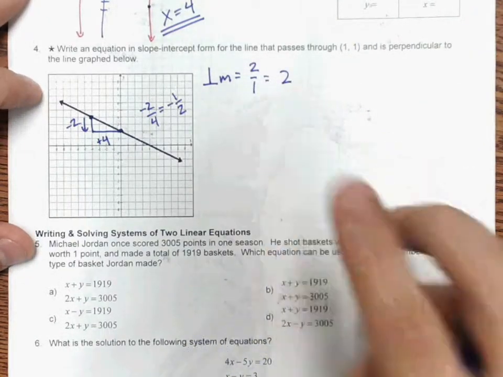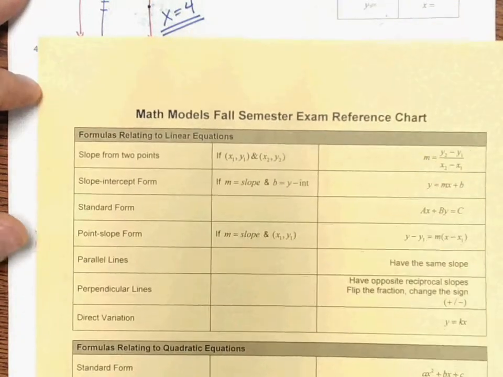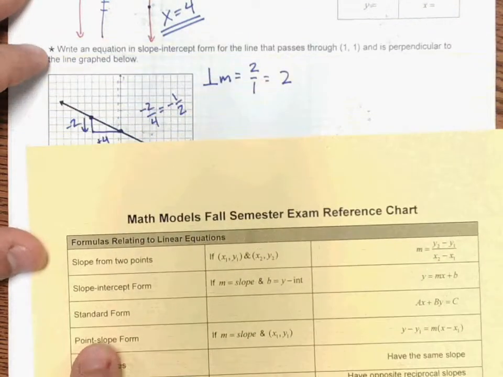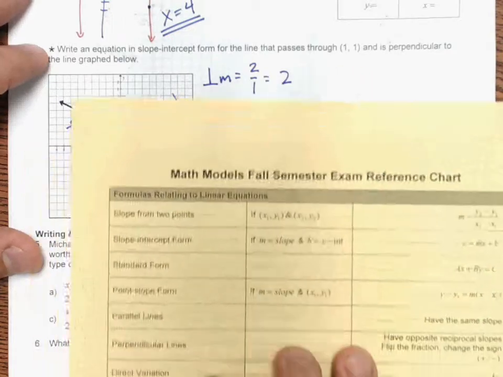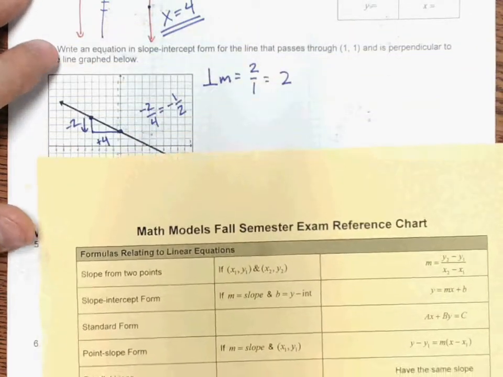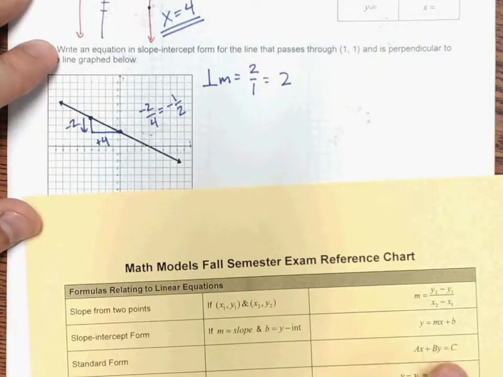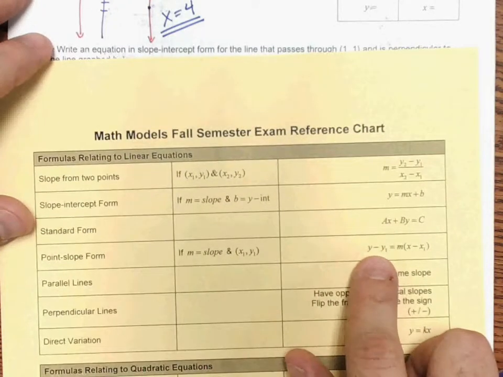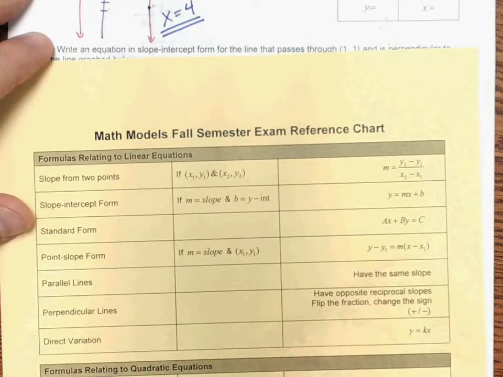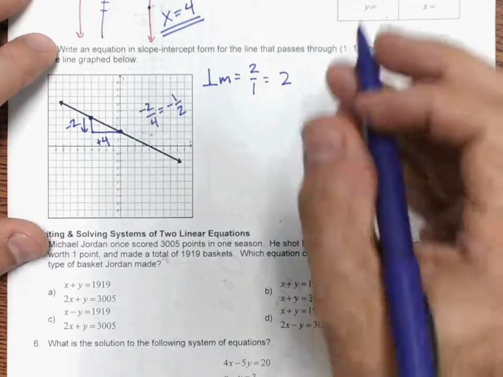That's the first part. The second part is using point-slope form, because we now have a point, (1, 1), and we have a slope, which is 2. That formula is y minus y1 equals m times x minus x1. So I'm going to put that formula up here.